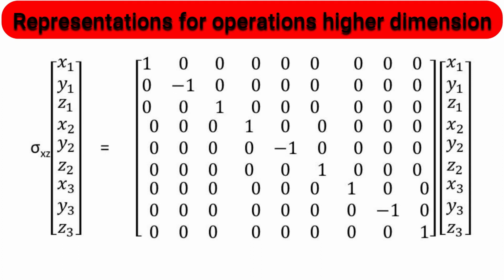matrix. But here we are representing it in 3n dimension. N is the total number of atoms. So 9 dimensional representation. What will happen for x1? x1 will remain x1. What will happen for y1? y1 will become minus y1. For z1, it will remain z1. Similarly, you will understand x2, z2, x3 and z3, there is no change in the coordinates. But for y2 and y3, there is just a change in the sign. Means y2 becomes minus y2 and y3 becomes minus y3.